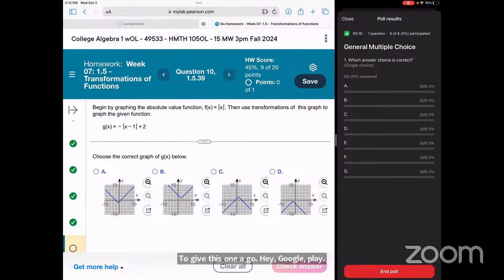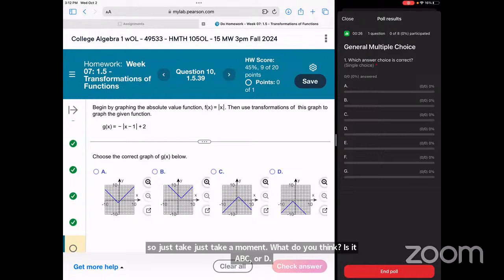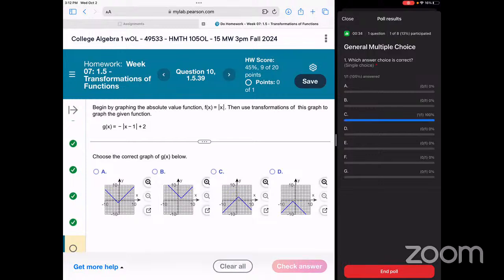All right. So just take a moment. What do you think? Is it A, B, C, or D? Okay. So there's a vote for C. What's the answer going to be, A, B, C, or D?